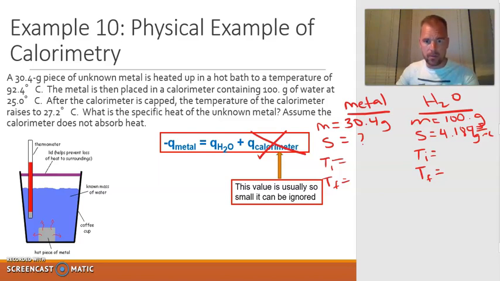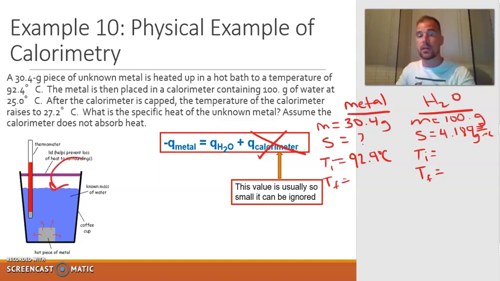It tells me the metal is heated up in a hot bath to a temperature of 92.4 degrees Celsius, and then it's placed in the calorimeter. The initial temperature is always the temperature of the metal right as it's going into the calorimeter. So if the metal is heated up in a hot bath to 92.4 and then transferred into the calorimeter, the initial temperature for the metal is the 92.4. So it's that hot piece of metal right before it goes into the calorimeter.